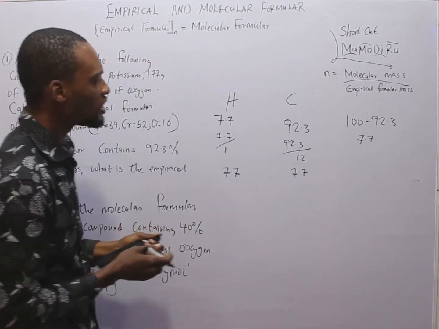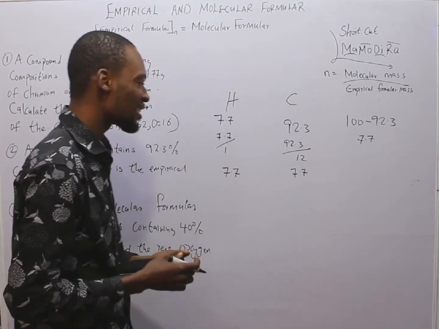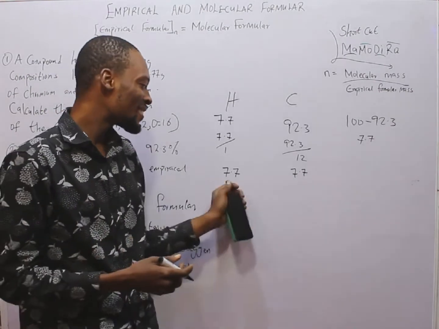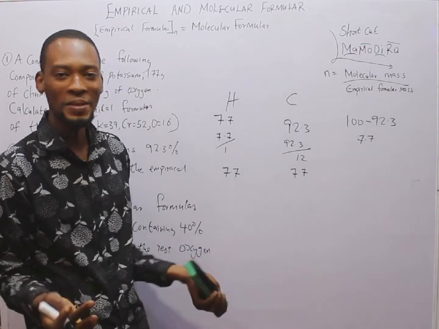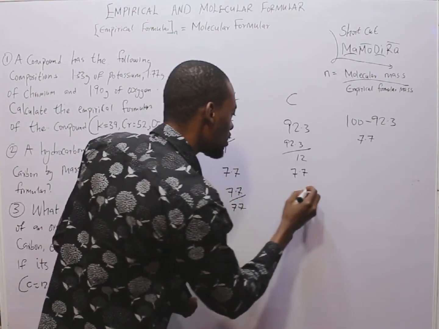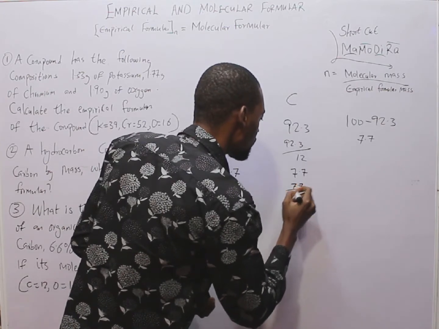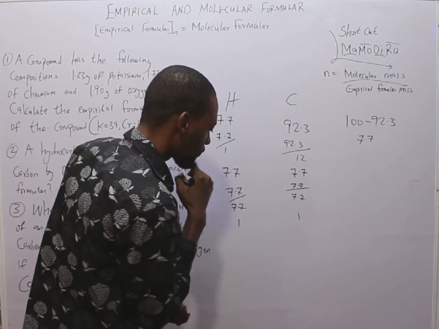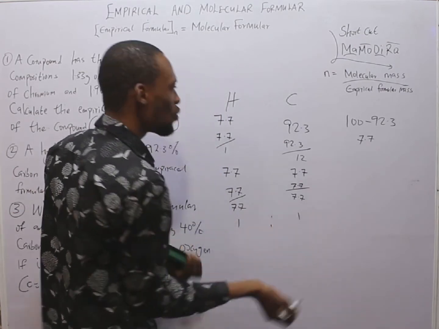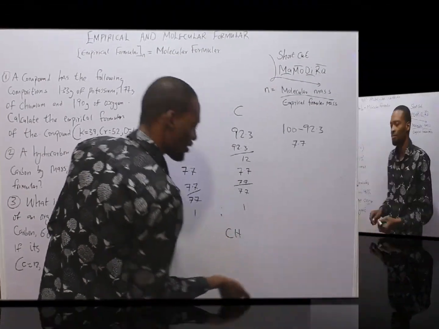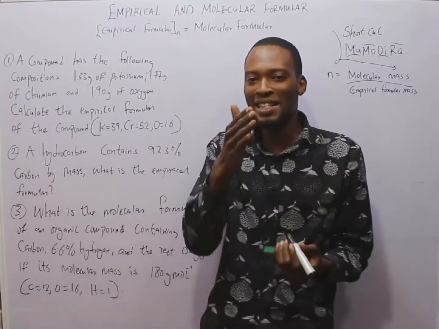So we are done with the mole ratio. Divide by what? By the smallest number. So they are both the same. They are both the smallest number. So 7.7 divided by 7.7 over 7.7 divided by 7.7. This will give you 1. This will give you 1. So which means the ratio is 1:1. CH. That's all.